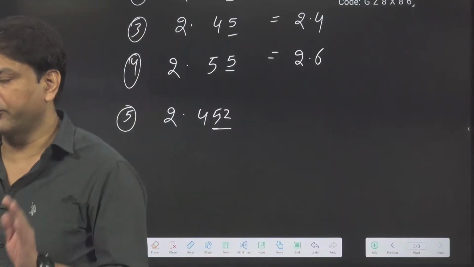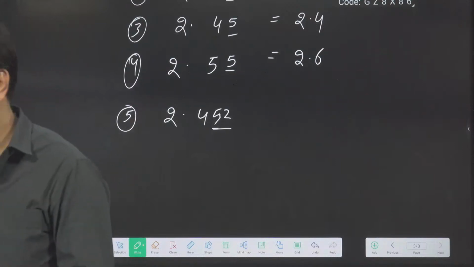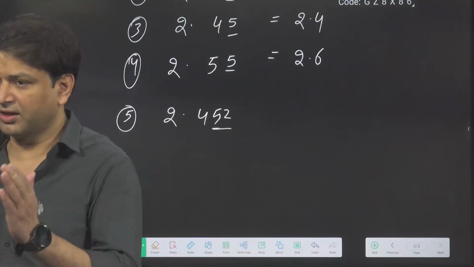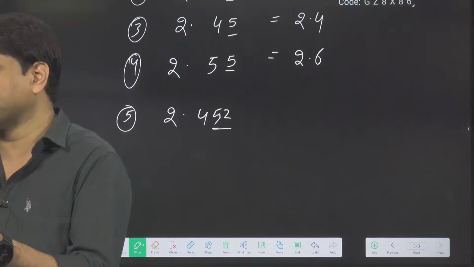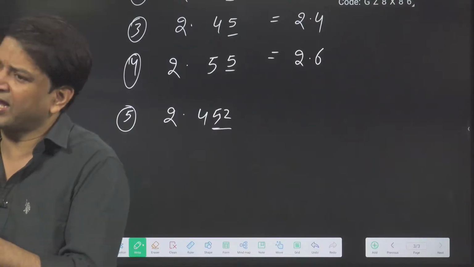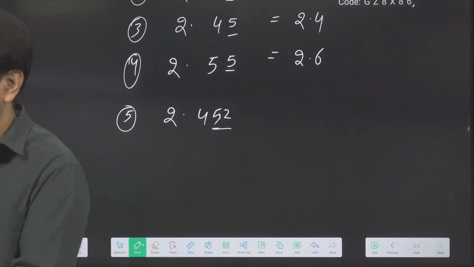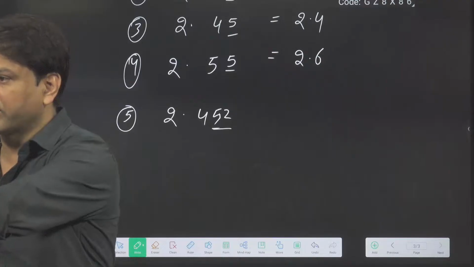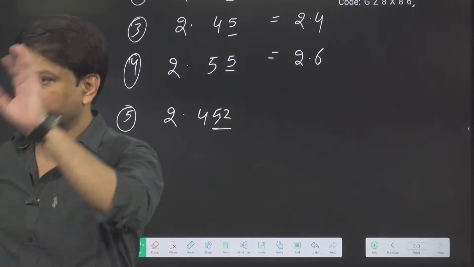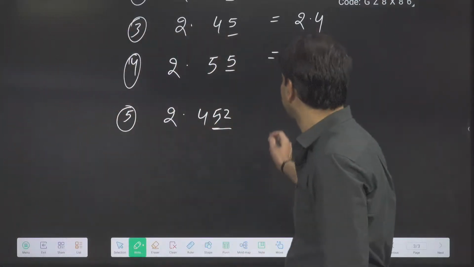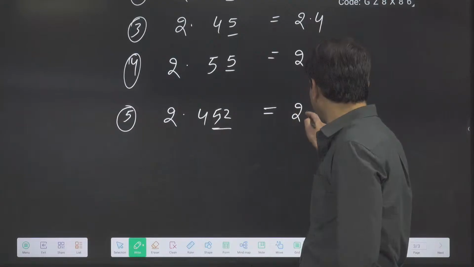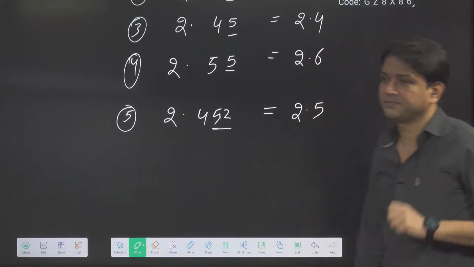Okay, so if you have to drop more than one digit, like 5, and after that some non-zero digits are there, after that anywhere non-zero digits are there after 5, it means you are going to drop more than 5, so the preceding will increase by 1. Without thinking anything, you have to increase the preceding by 1. So what is the answer? 2.5. Okay.